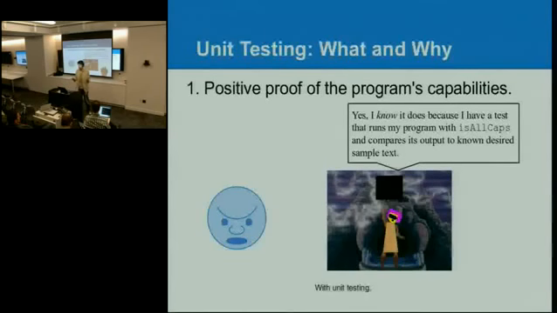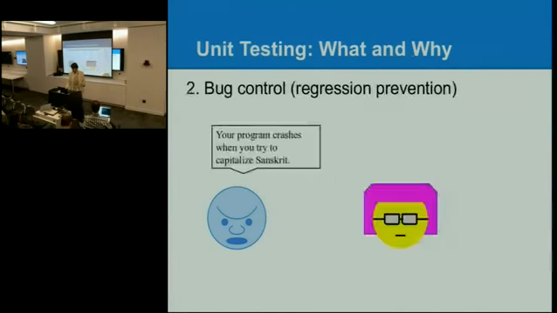With unit testing, you have proof positive that the program does exactly what you expected it to do because you run it through a series of tests and you see that the output is what you expect. You can get a really great handle on bugs. Specifically, you can prevent regression.